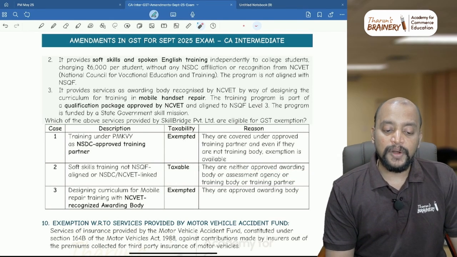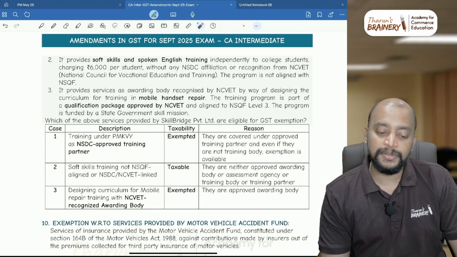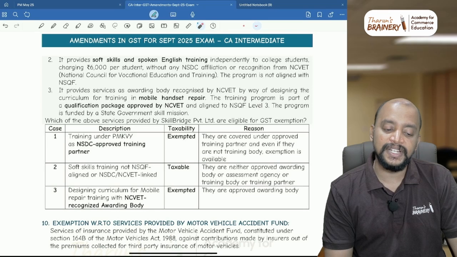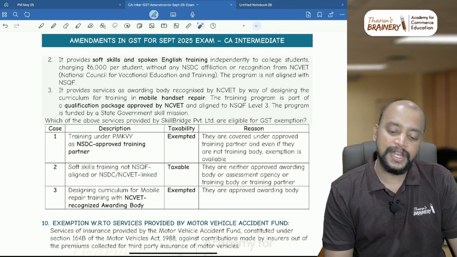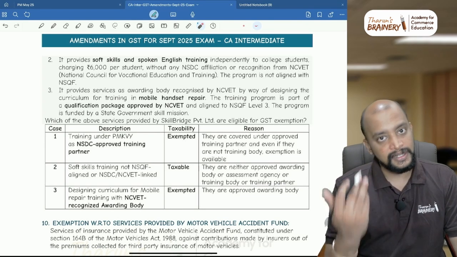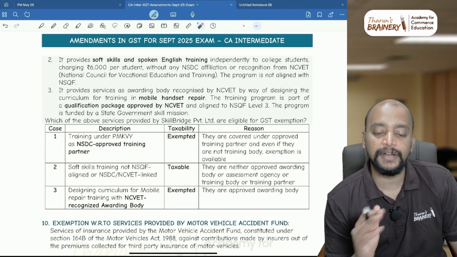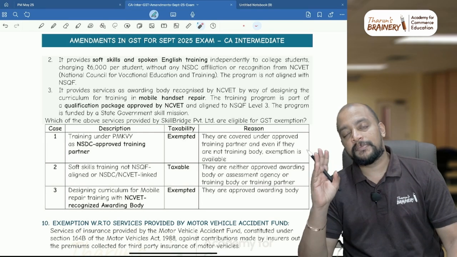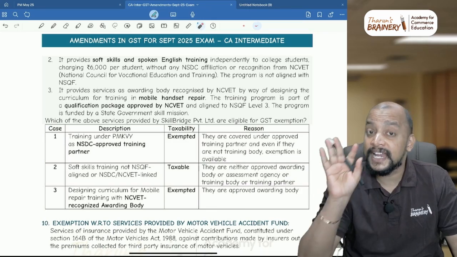Then number 3, it provides service as an awarding body. Awarding body, no doubt it will be exempted. An awarding body recognized by NCVET, by way of designing the curriculum for training in mobile handset repair. The training program is part of a qualification package approved by NCVET and aligned to NSQF level 3. The program is funded by the State Government Skill Mission. It is covered under the exemption because they are covered under the awarding body, the approved awarding body. See, that's what, 4 you remember: assessment agency or assessment body, awarding body, training body or a training partner.